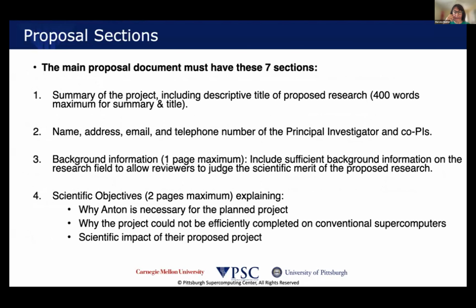So if you look at the RFP that we have online, you will see that the main proposal document should consist of 7 sections. I will jump directly to number 4 because the other ones are self-explanatory. So section number 4, which should be 2 pages maximum, should explain why Anton is necessary for the planned project, why the project could not be efficiently completed on conventional supercomputers or GPU clusters, and the scientific impact of the proposed project.